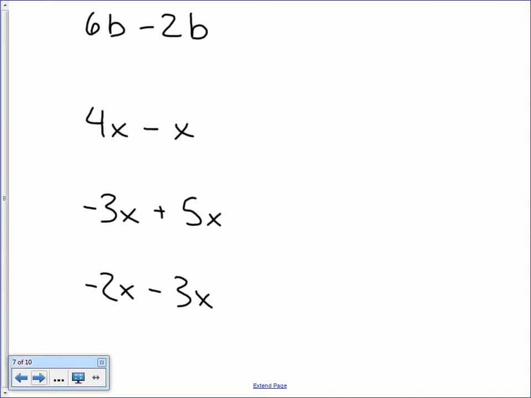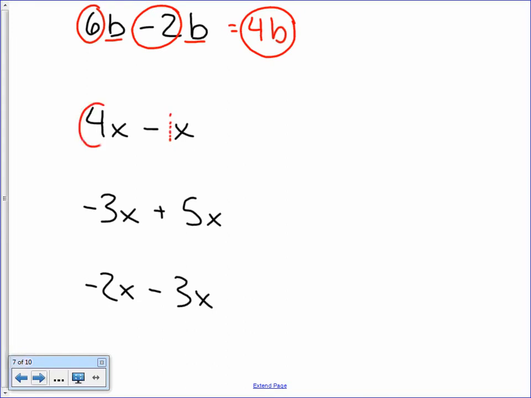So these are some examples of when we're dealing with subtraction or even negative numbers, but it still works the same way. So we have the variable b for the first example. I can add the numbers in front together. So 6 and a negative 2, or 6 minus 2, that gives me a 4 with that common variable b. The next one here, 4x minus x, there's an invisible 1 in front. So we have 4 and negative 1. 4 minus 1 will give me 3 with the common variable x.